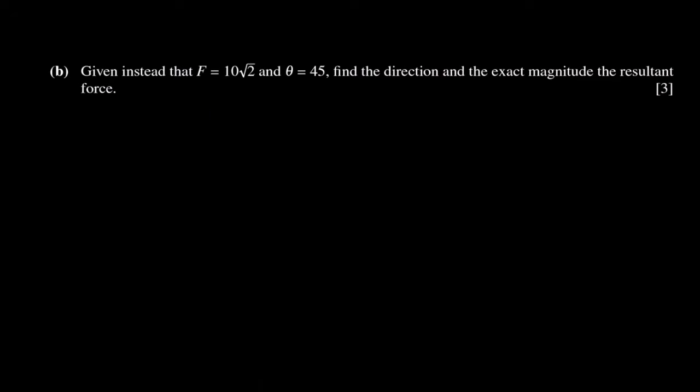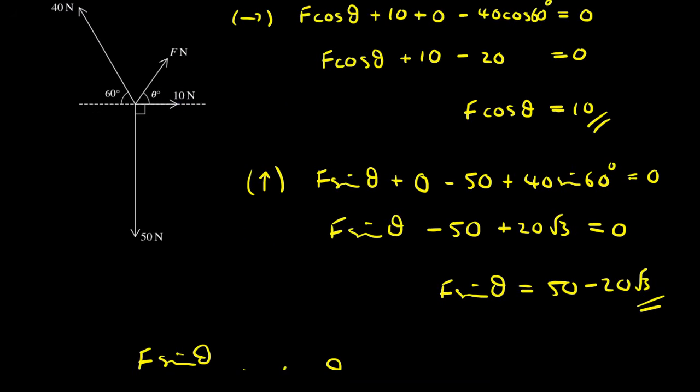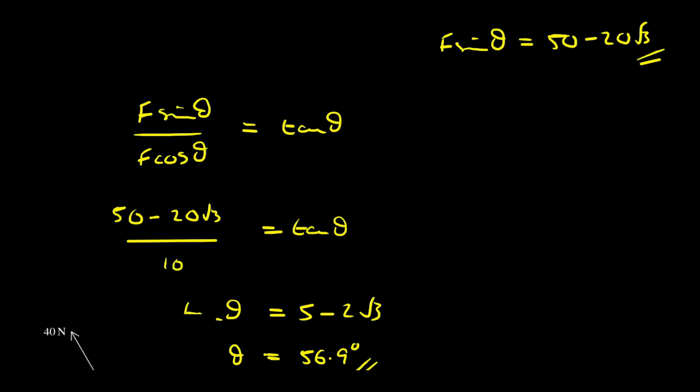Okay, let's carry on with part B. Given instead that F is equal to 10 root 2 and theta is equal to 45, find the direction and exact magnitude of the resultant force. Well, we've just got to do the same thing, really. So I'm going to drag my diagram down, drag that down, drag that down.